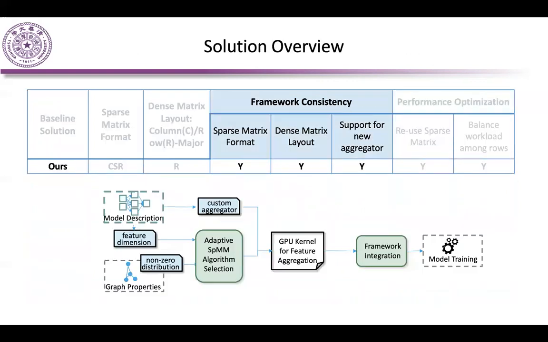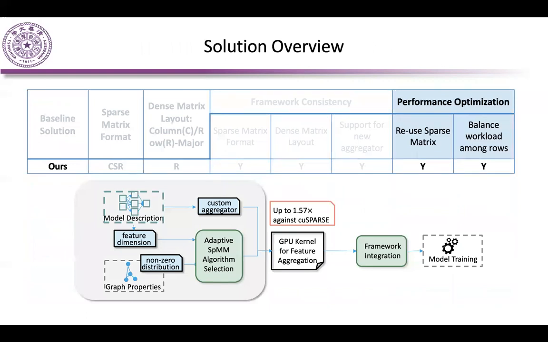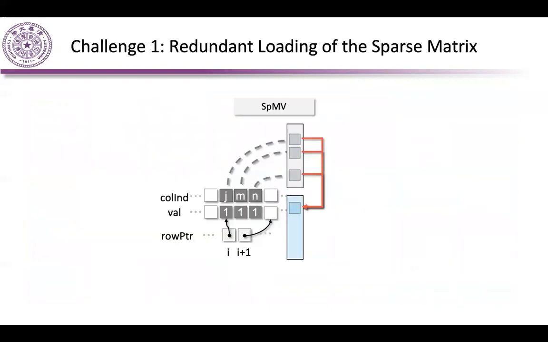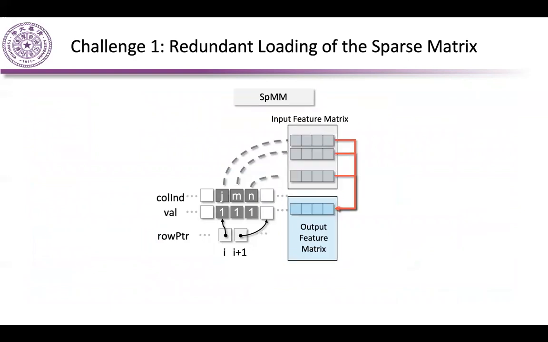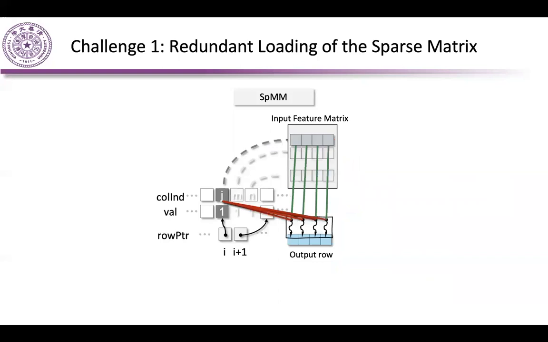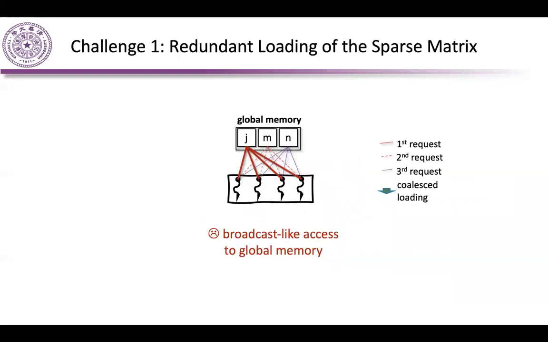On the usability side, we prototyped our SpMM consistent with the GNN framework, which helps us integrate it into two frameworks. On the performance side, we propose solutions for two challenges. First is redundant loading of the sparse matrix, which does not exist in the well-studied SpMV problem, but appears once we make parallel threads do multiple SpMVs, because those threads always request the same element in the sparse matrix, causing a broadcast-like access pattern to sparse matrix elements.